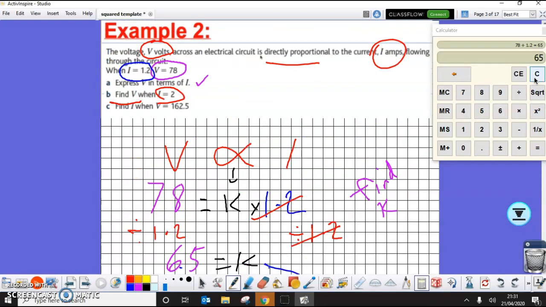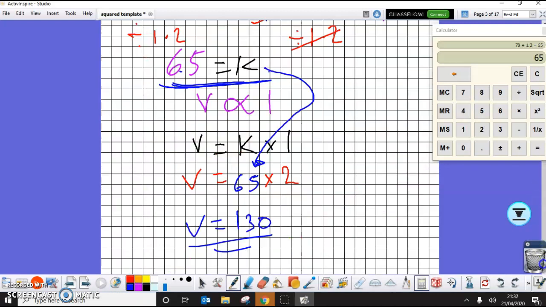Finally, find I when V equals 162.5. I'm going to do that beside this one so we can see what's happening. Starting again with the formula. We're now told that volts is 162.5. We know the value of k is 65. And we want to find what I equals.